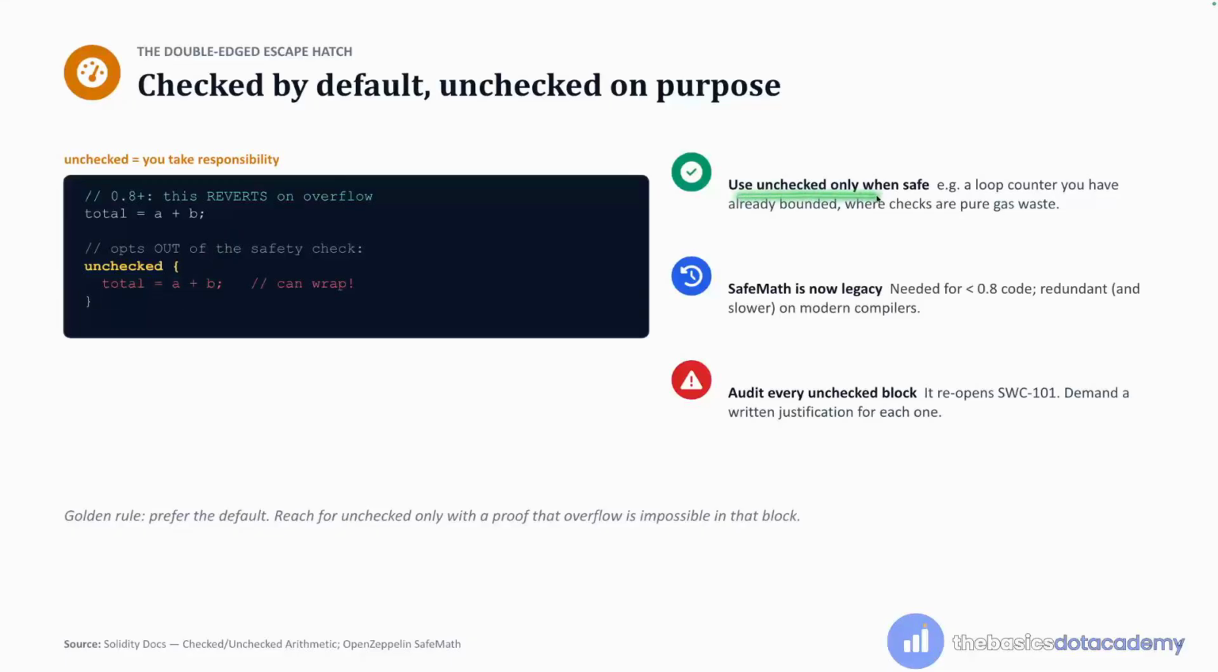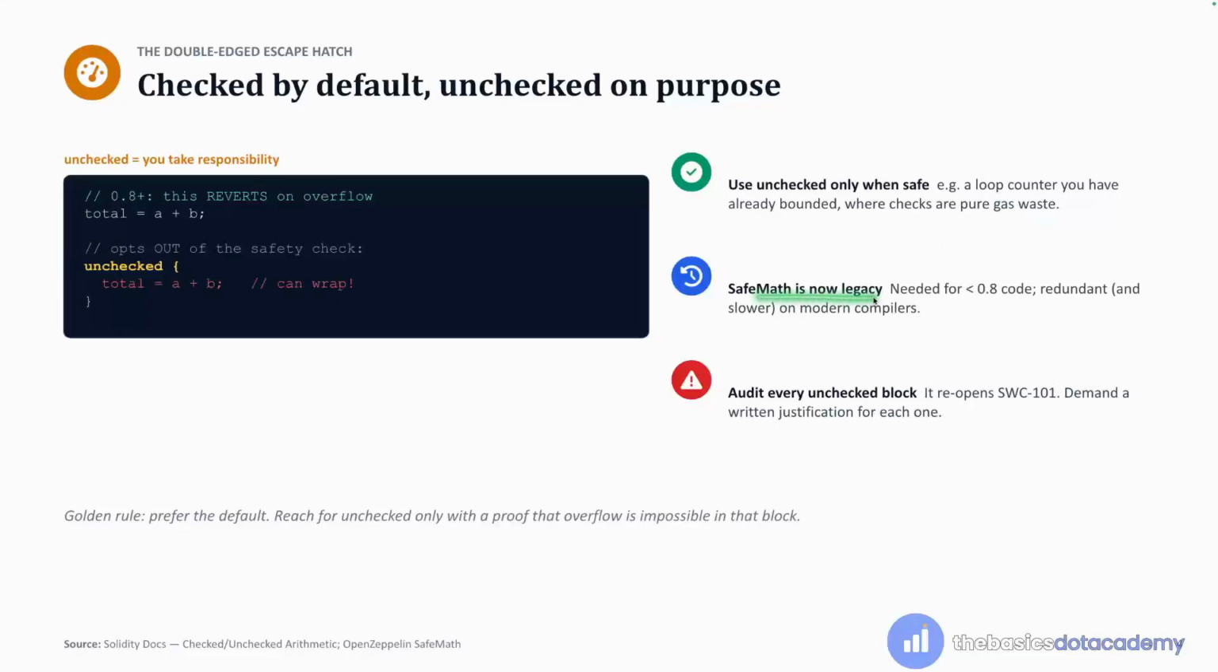Use unchecked only when safe. Example, a loop counter you have already bounded. If you have written a for loop that goes from i equal to 0 to i equal to 100, instead of incrementing the value of i inside the for loop itself, write an unchecked block from within the for loop and inside that do i++.